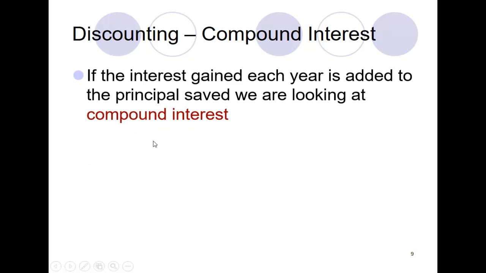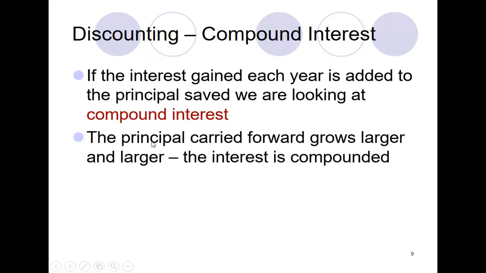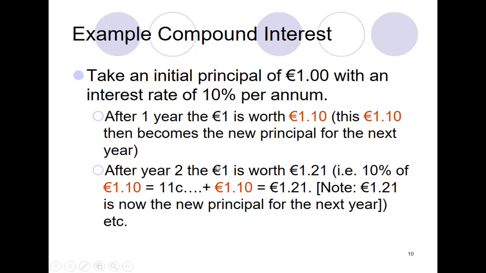If the interest gained each year is added onto the principal, the amount of money you invested at the beginning, we're looking at compound interest. So compound interest is where the interest gains interest. The principal carried forward gets larger and larger, and the interest is compounded. So take an initial principal of €1 with an interest rate of 10% per annum.